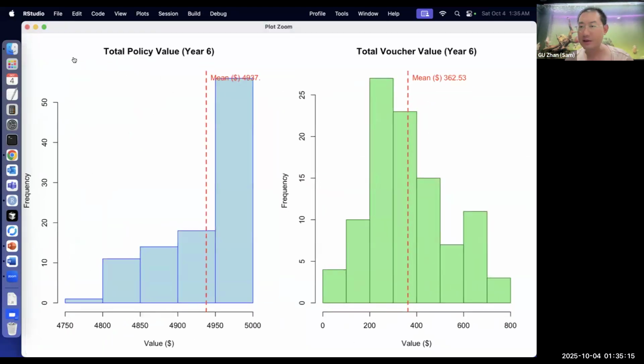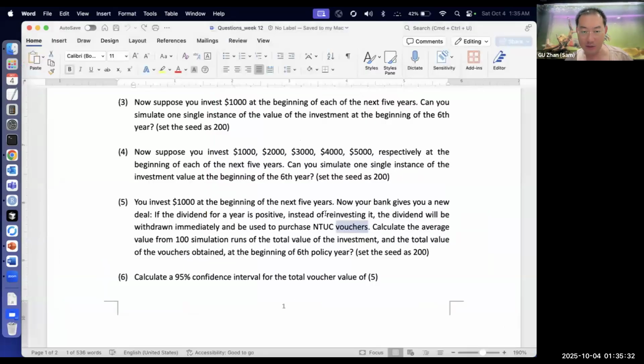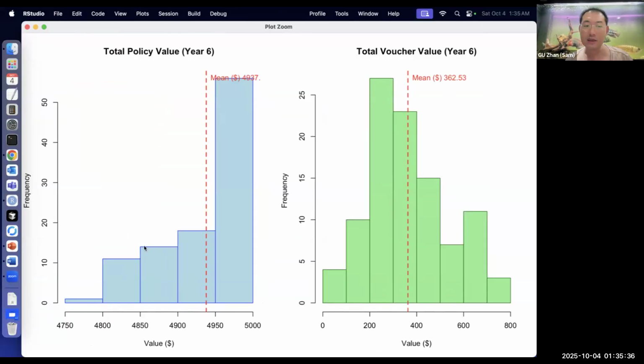So this is at the beginning of year 6. So what we are seeing here is, how many data points are there to form this histogram? We have done 100 simulations, so there are 100 data points. Each of the data points is the year 6 policy value. Okay, the majority is $5,000. That means you never lose money. Some of them you lose more money.